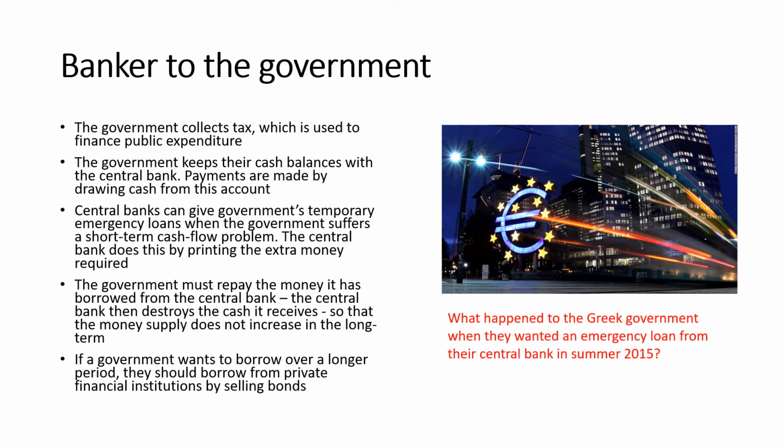So what happened to the Greek government when they wanted an emergency loan from their central bank in 2015? Well, basically the Greek government's central bank was the ECB, or is the ECB, the European Central Bank. And because the European Union are such nice guys, they actually turned the Greek government down. So they denied the Greek government emergency finance from the central bank.